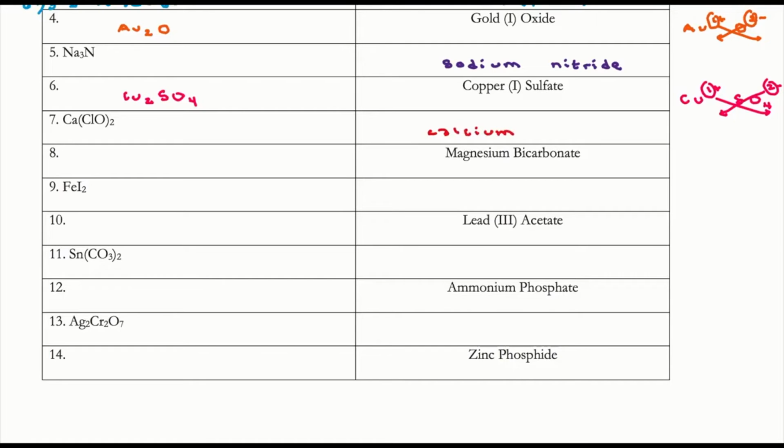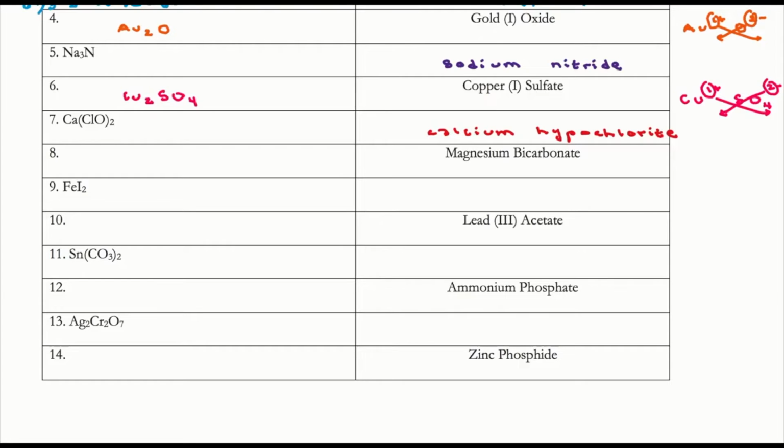ClO is one of my polyatomic ions, and it is actually hypochlorite. I need to look at my periodic table and determine if I need to write the charge of calcium. So calcium is a group 2 metal. It's an alkaline earth metal, so its charge will always be 2. So I do not need to include its charge as a Roman numeral.